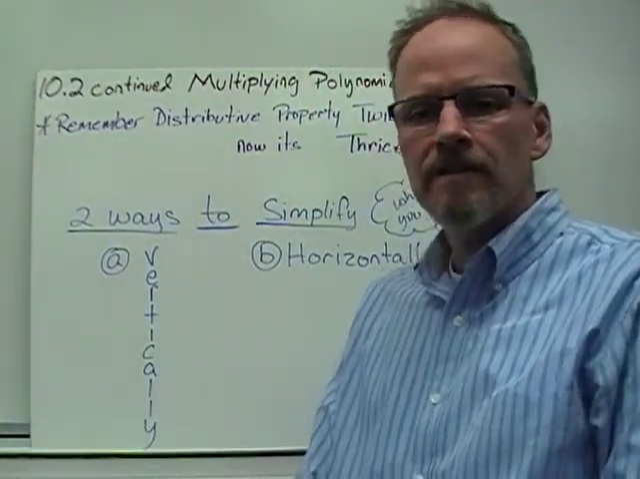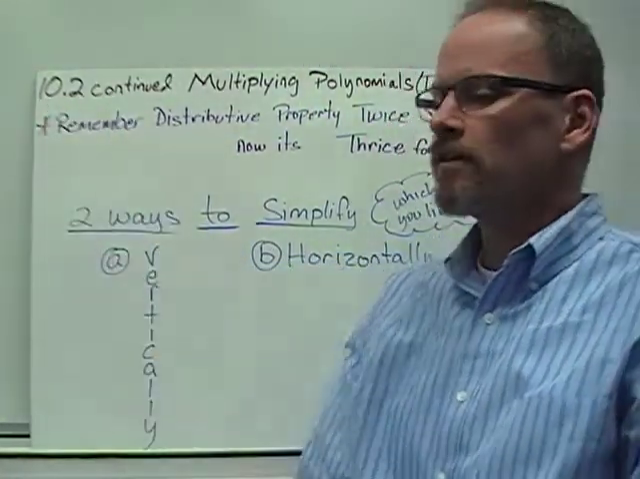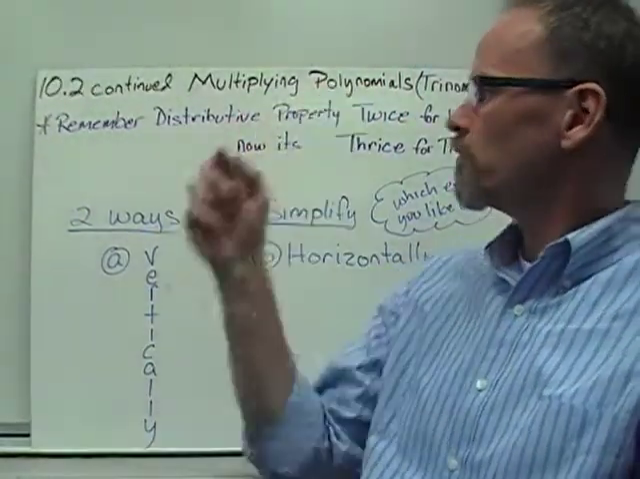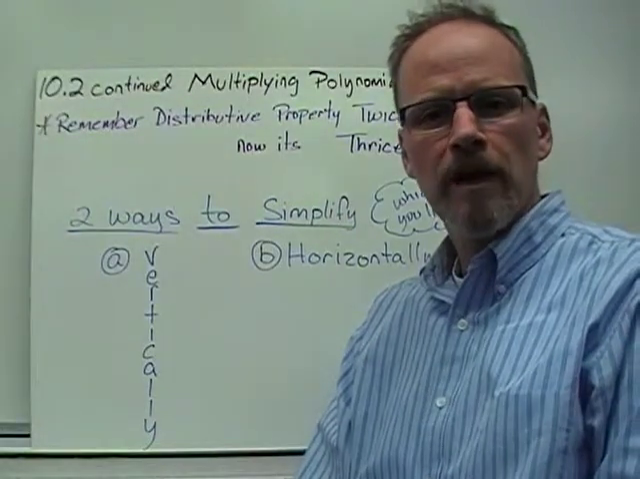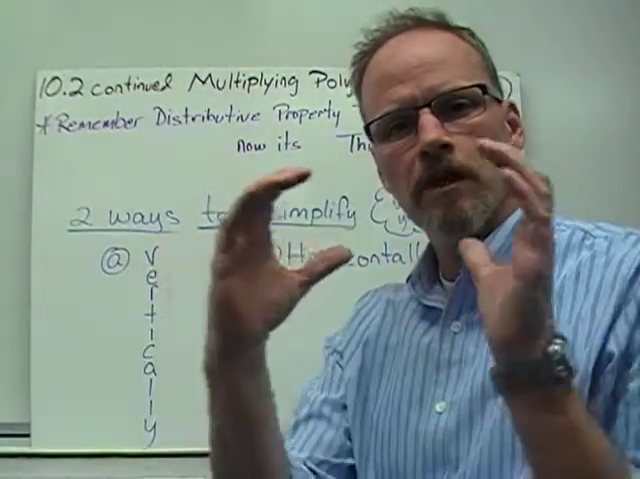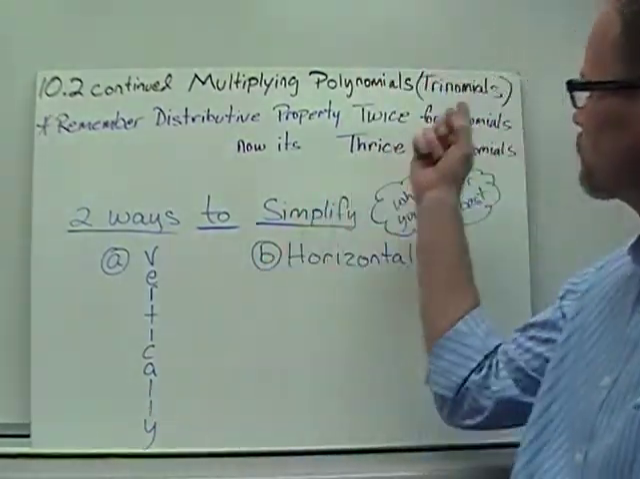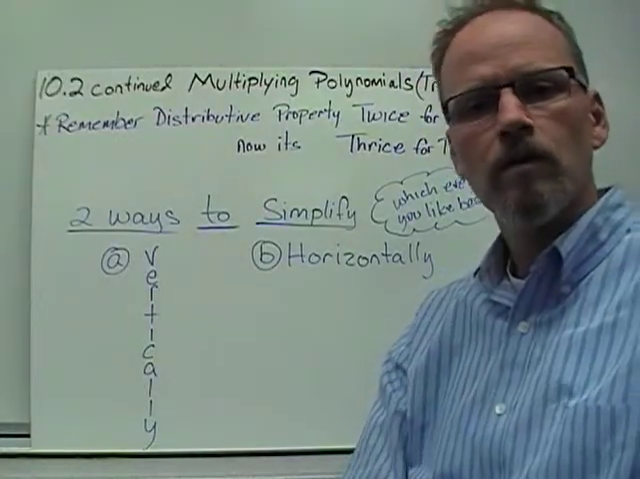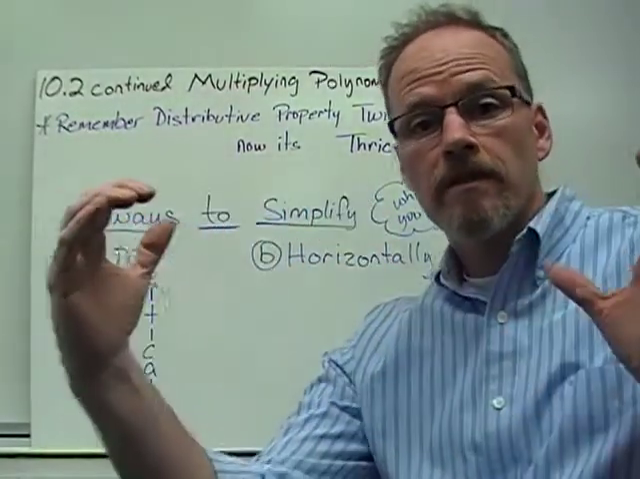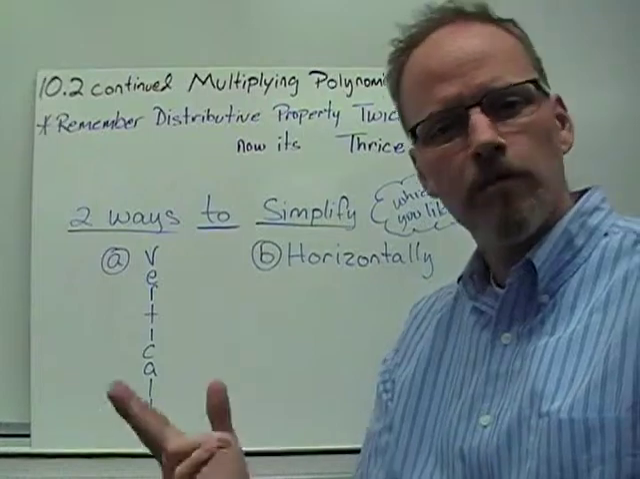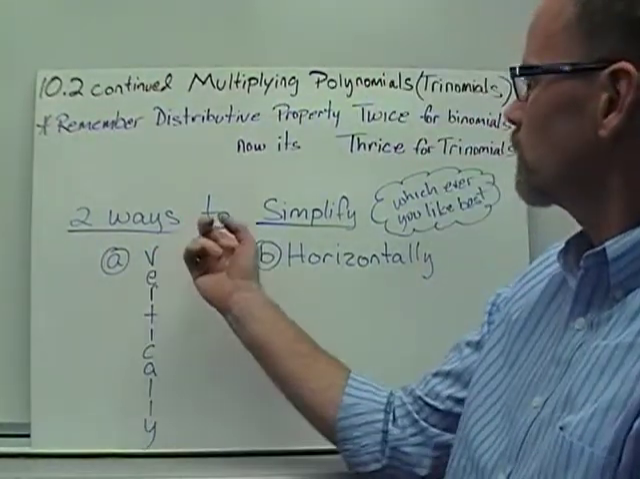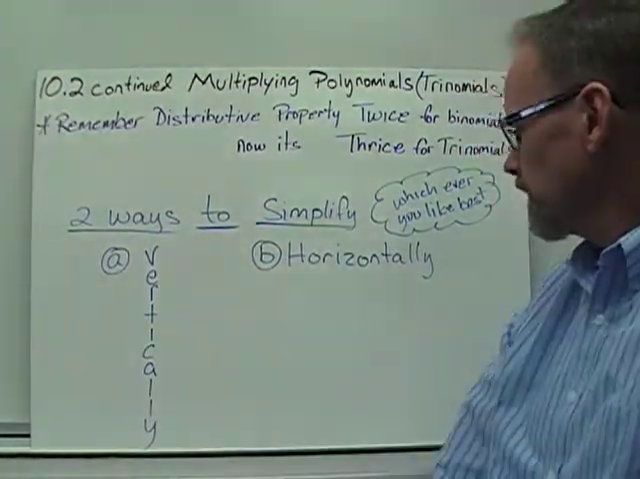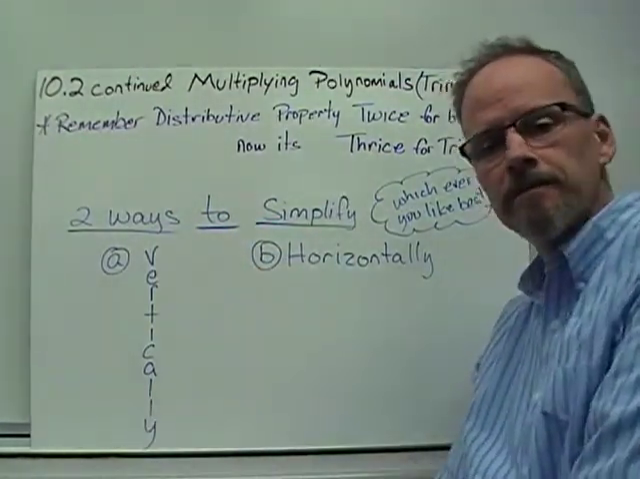Okay, in this lesson, we are basically going to continue with 10.2, and that is multiplying polynomials. You've been exposed to multiplying binomials, a 2-term times a 2-term. This one, we're going to extend out a little bit to trinomials. So we'll have a 2 times a 3, and there are 2 ways we could do that to simplify: one is vertically, and the other is horizontally.